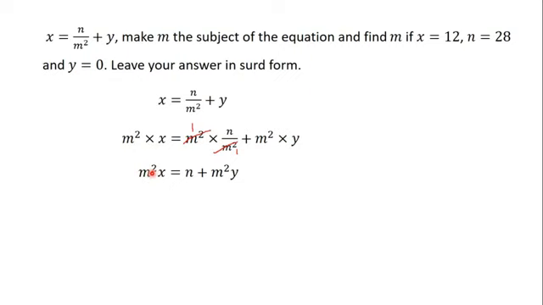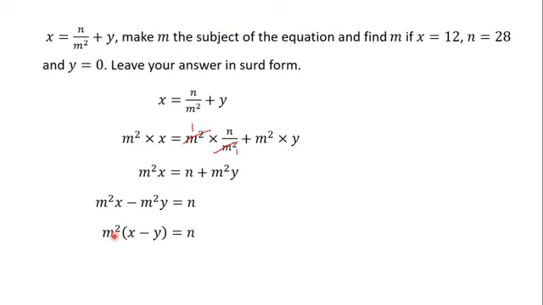Now, because I have m squared x here, I'm going to keep it. Then I will bring this m squared y over to this side. So we are going to have m squared x. This one is positive here, so when it crosses to this side, it becomes negative. So minus m squared y is equal to n, which is already here. Now, what do we do from here? We want to make m the subject, so we are going to factorize m squared out, since that is what we want to stand alone.